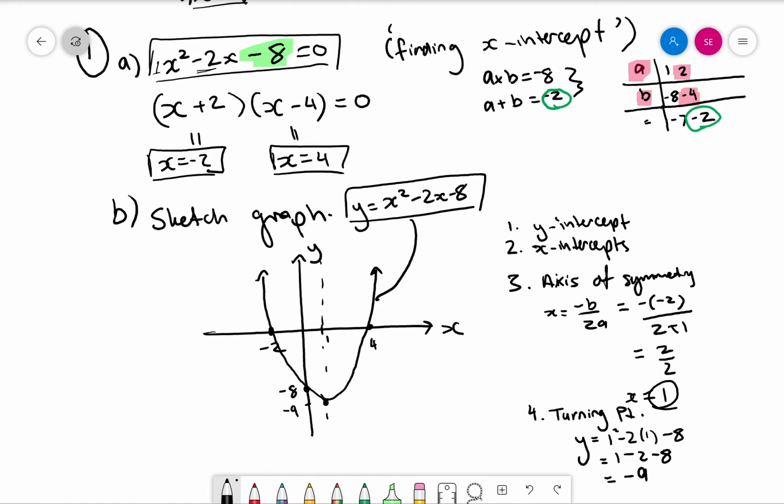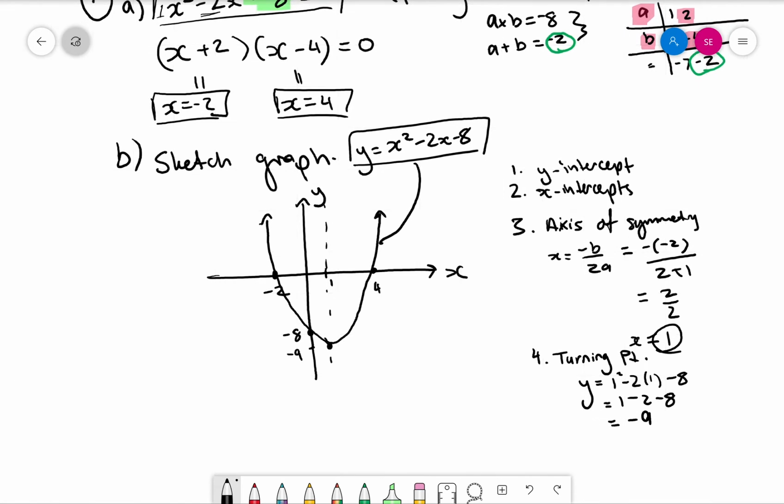So that'll be this, y is equal to x squared minus 2x minus 8. Okay, we've sketched the graph. Now for C, what we want to do is solve the inequality x squared minus 2x minus 8 is less than or equal to 0. So what we do is we use this graph here.